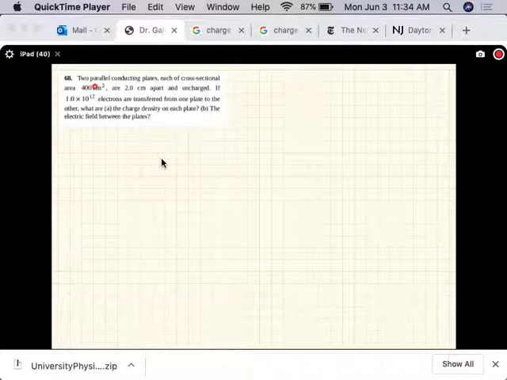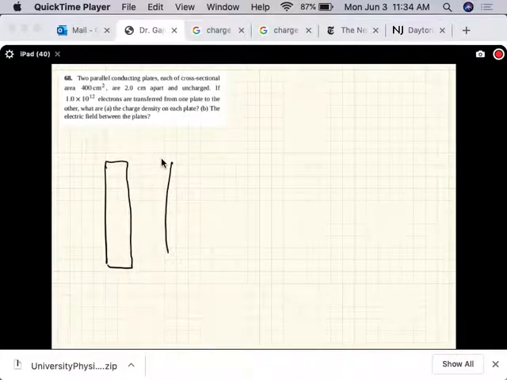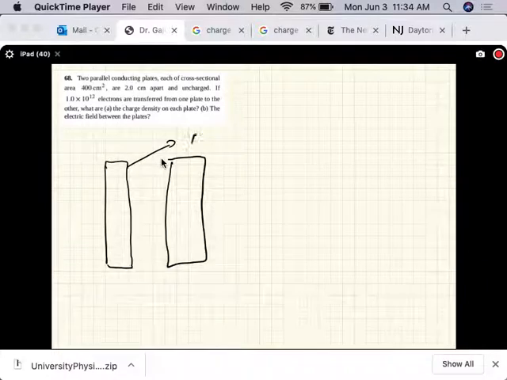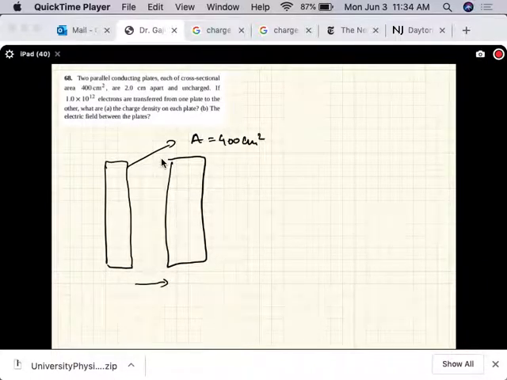Okay, so this problem says two parallel conducting plates, each of cross-sectional area 400 centimeters squared, are 2 centimeters apart and uncharged. So the area is 400 centimeters squared, and of course this is not to scale. The separation between them is 2 centimeters.